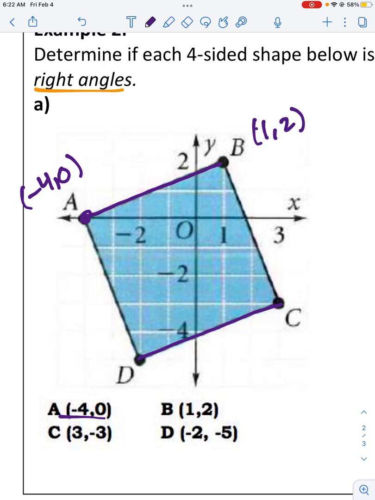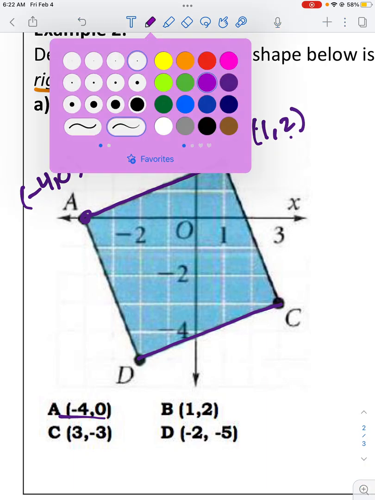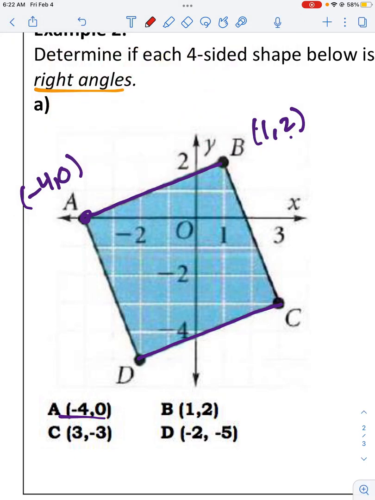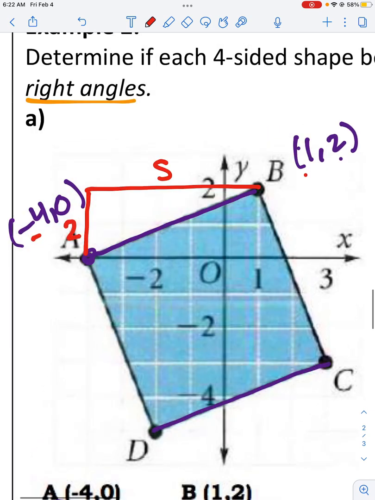And if I want to calculate the slope, I know we can't see the grid very well. So I know to get from 0 to 2, I went up 2. Use a different color. I'm going up 2 as my rise, and then I am running from -4 to 1, so I'm running 5. So this side here has a slope of 2/5, and I'm going uphill, so it's positive.